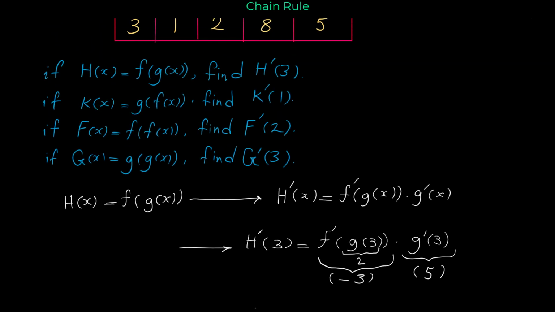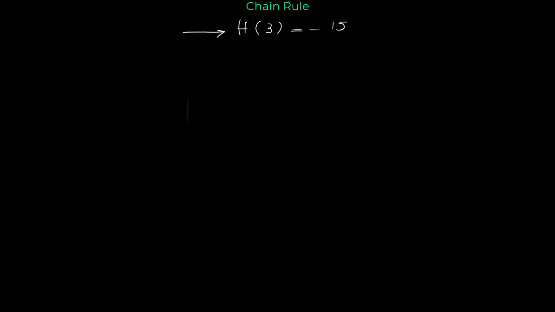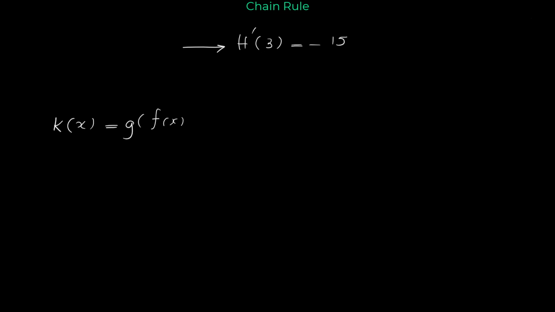Next question. If k of x equals g of f of x, find k prime at 1. So the function k is defined as g of f of x. First, we have to find k prime of x. Derivative of k. Take derivative of the outside function. The outside is g, and derivative of the outside is g prime. Leave the inside for itself. Multiply by derivative of the inside, f prime of x.